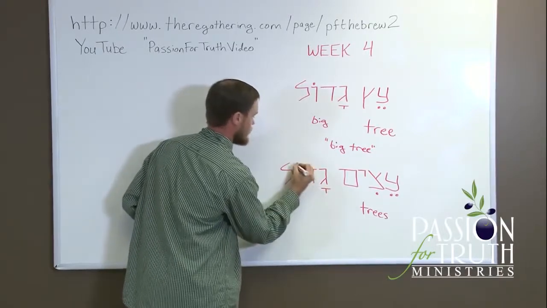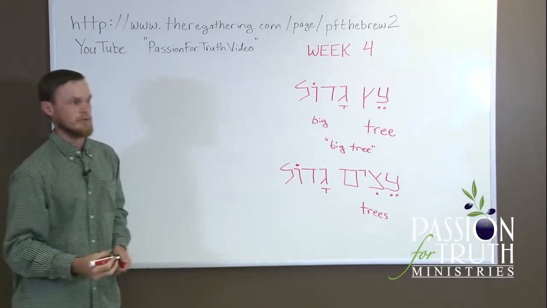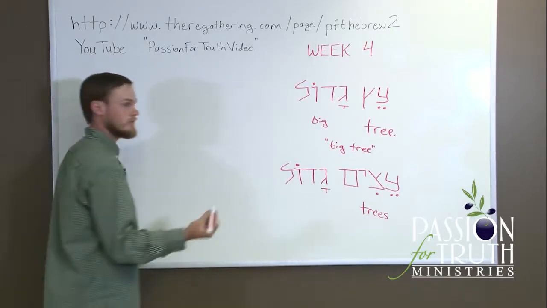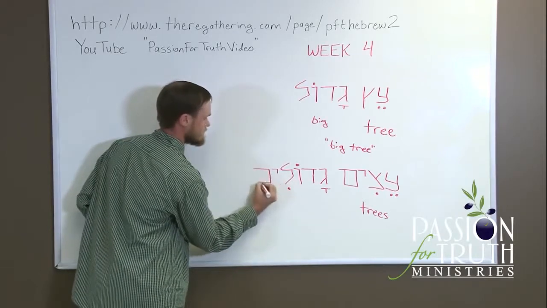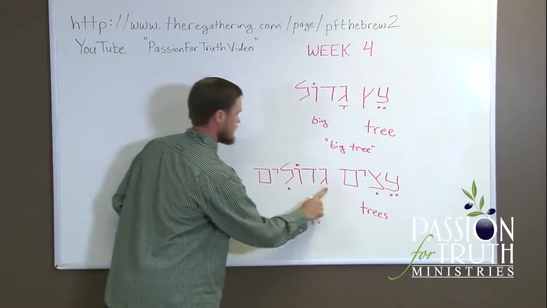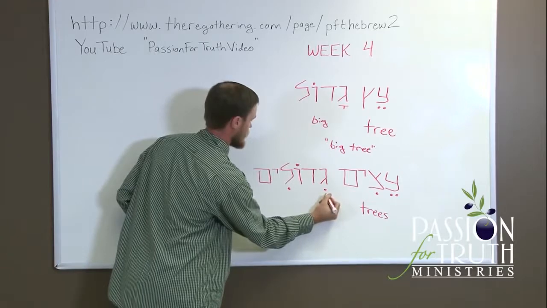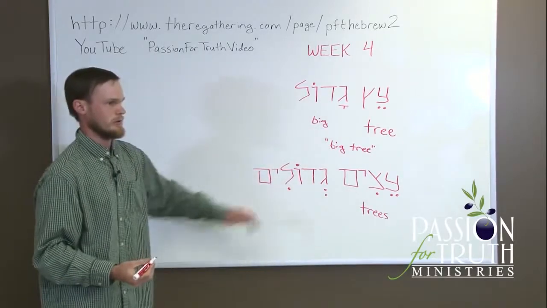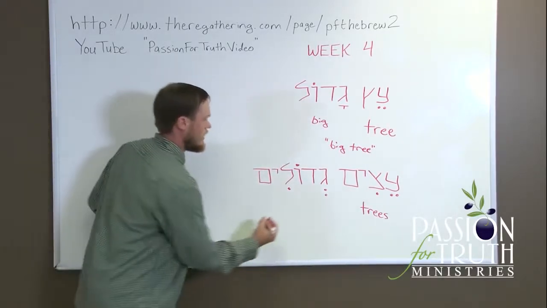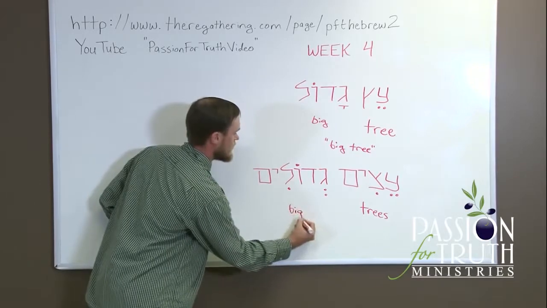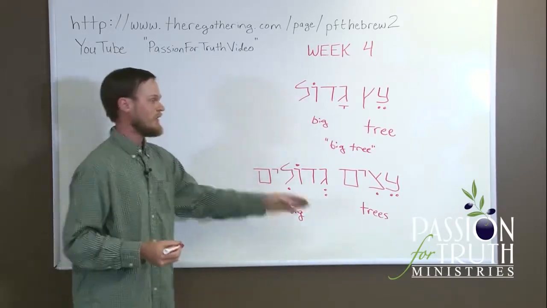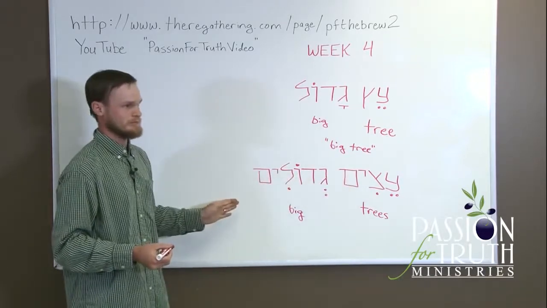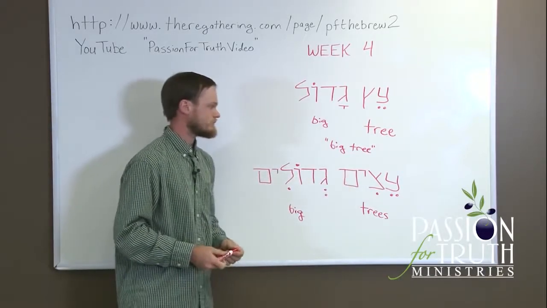So to make it plural, we do the same thing that we do to make nouns plural. Im. And again, this has a vowel change. Don't worry about that. The ending is what's important. Eitzim gedolim, big trees. So eitz gadol, eitzim gedolim. All right?